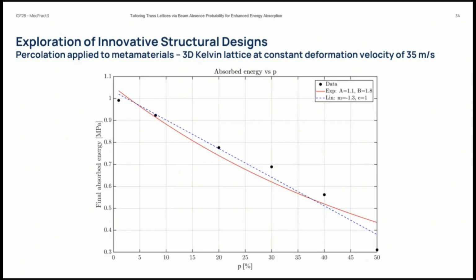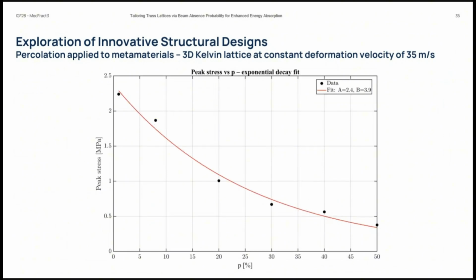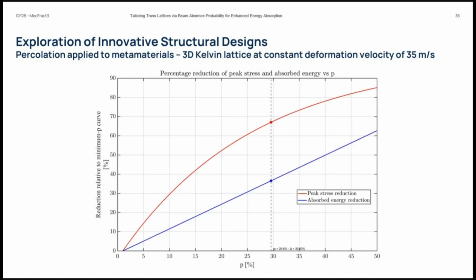And again, like same plots, absorbed energy is linear with respect to P, and peak stress is a power law. And again, if you look at the difference between peak stress and absorbed energy, you will see that the optimal point for this lattice is now 29.6%. Here we have reduced the peak stress by 68% and the absorbed energy by, again, 37%.